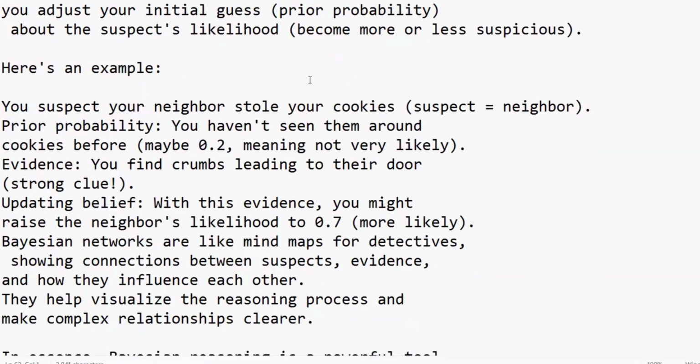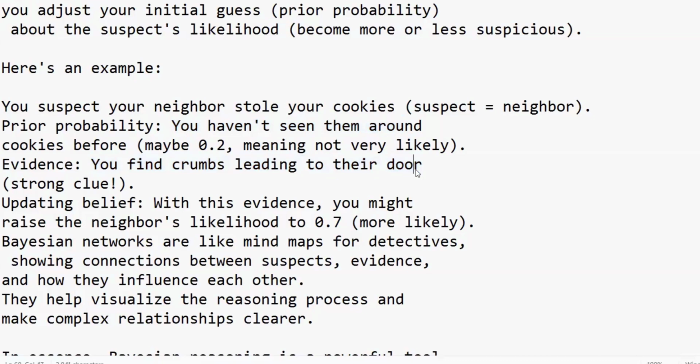So you suspect your neighbor stole your cookies. Suspect equal to neighbor. Just like how you saw the suspect initially it can be true or false, and based on the fingerprints we got, based on probability, prior probability. So now what is the prior probability here? You haven't seen them around your cookies before. Maybe it's 0.2. So we are giving a number between 0 and 1, meaning not very likely. What is the evidence here? You find crumbs leading to the door.